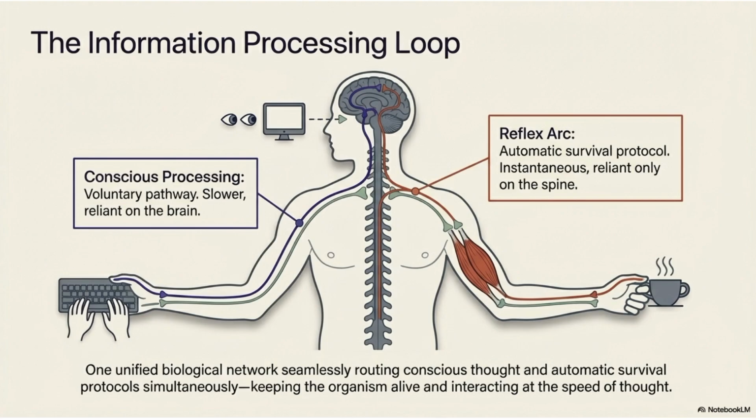The information processing loop: we have conscious processing, the voluntary pathways, and reflex action, the automatic protocols mostly run by the spinal cord. One unified biological network seamlessly routing conscious thought and automatic survival protocols simultaneously, keeping the organism alive and interacting at the speed of thought.